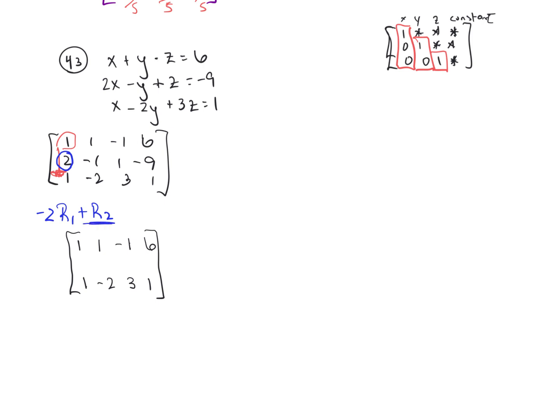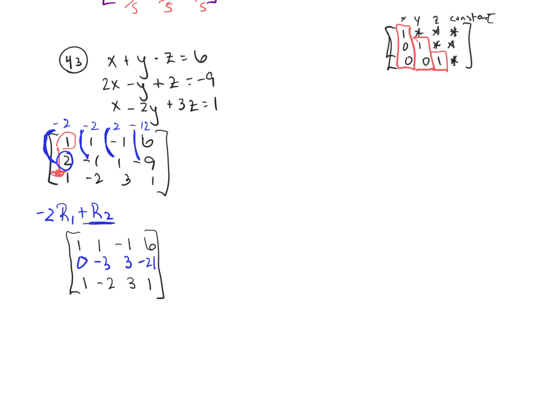All right, so let's do this math. I'm going to multiply row 1 times -2. So -2, -2, +2, -12. I'm going to add those numbers to row 2. So -2 and 2 is 0. -2 and -1 is -3. 2 and 1 is 3. -12 and -9 is -21. Okay, we're off to a good start.